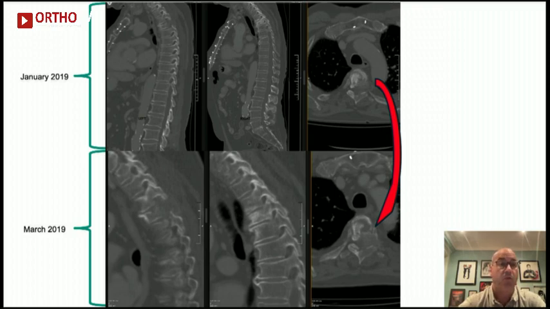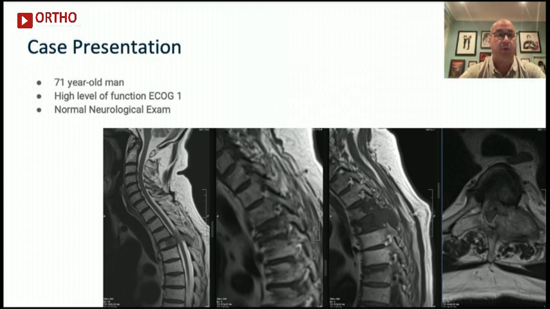So here's some examples of CT scan. Suffice it to say that over the course of a few months, there's been progression. And this progression is quite significant because when we look at the MRI scan, you can see that there's epidural disease and deformation of the cord. So he qualifies as what we would consider a Bilsky grade 2 or even 3. So in summary, we've got a 71-year-old man, very high functioning with an ECOG 1, normal neurological exam, but some very worrisome images.